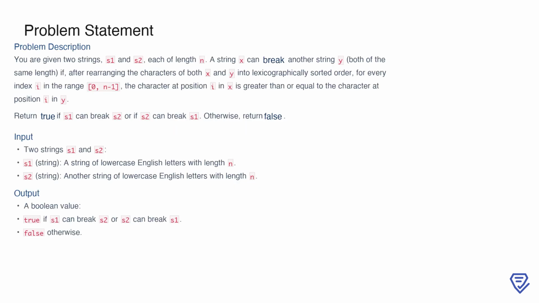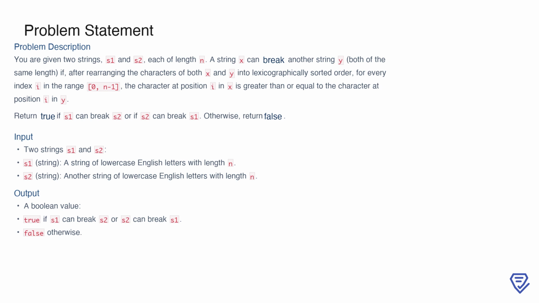In this problem, you are given two strings, s1 and s2, both of the same length, n. The goal is to determine if one string can break the other. Here, breaking means that if you rearrange the characters of both strings in lexicographical order, every character at index i in the first string is greater than or equal to the corresponding character at index i in the second string. If this condition is satisfied for s1 breaking s2, or for s2 breaking s1, then the output should be true. Otherwise, the result is false.